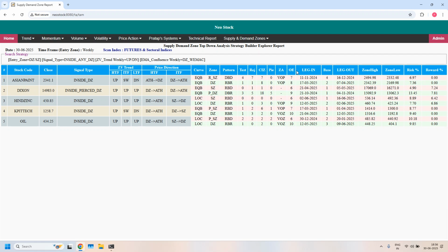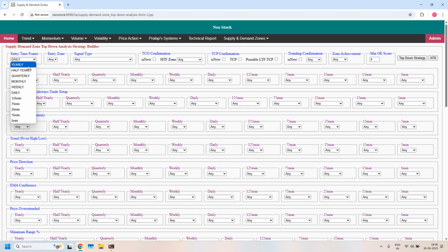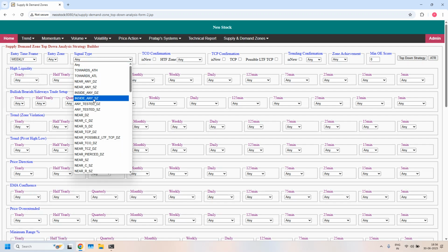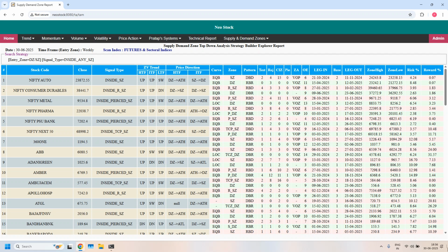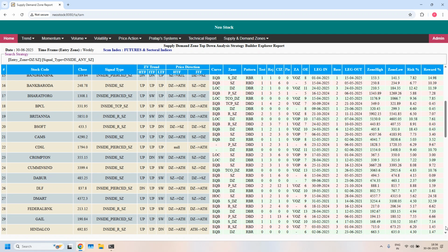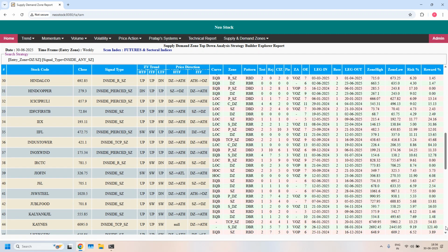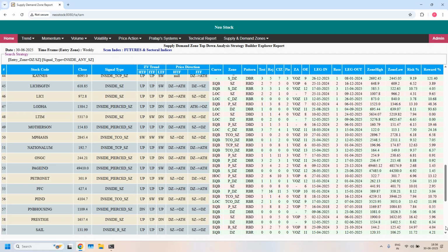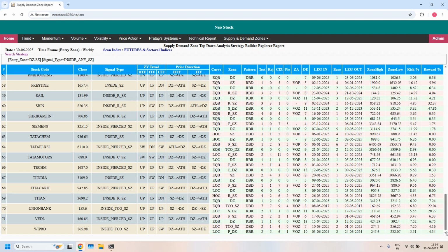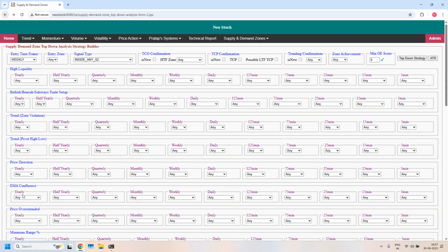Okay, next, price closed inside the weekly supply zone. First 15 stocks in the list. Scrolling the list down. Total 72 stocks are filtered. We can further filter this list based on weekly supply zones having weekly EMA confluence.